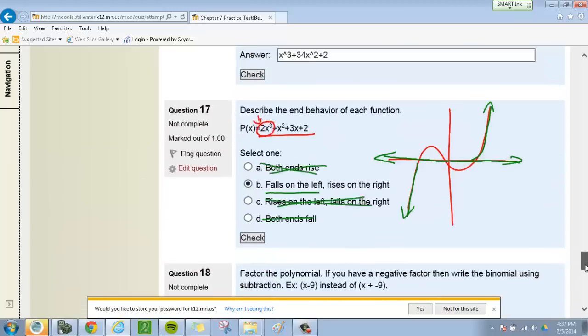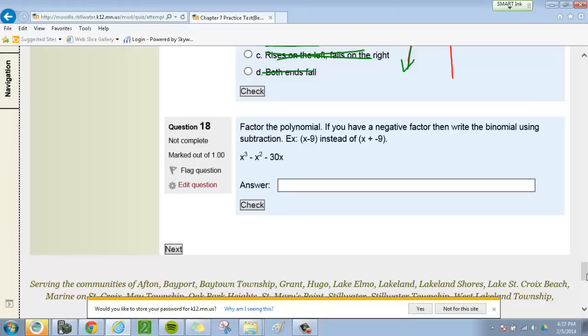I think we're almost done. Here's the last one. Oh, thank God, right? Okay, so we have to factor a polynomial. If you have a negative factor on the right, this is kind of like before. We're just factoring this. So you have x to the third minus x squared minus 30. First, I can notice I can take an x out of this. So let's take that x out, put that right here. If I take that out, what I'm left with, I'll put it right here too, is x squared minus x minus 30.